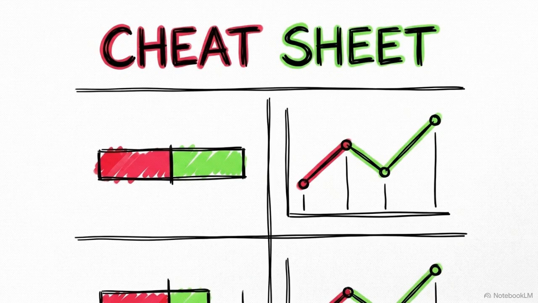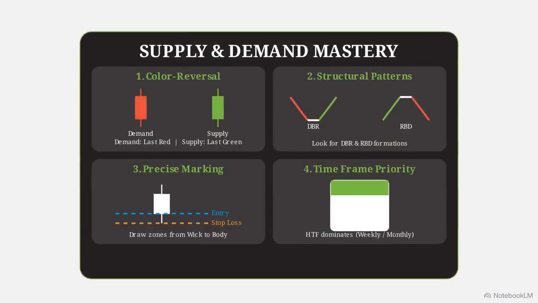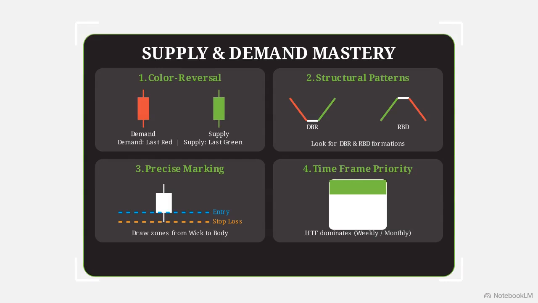Mark the opposing candle before a rally or drop. Look for clear DBR and RBD structures. Draw your boundaries from wick to body, and always prioritize zones on the higher time frame. Screenshot this cheat sheet and start looking for these footprints on your own charts.